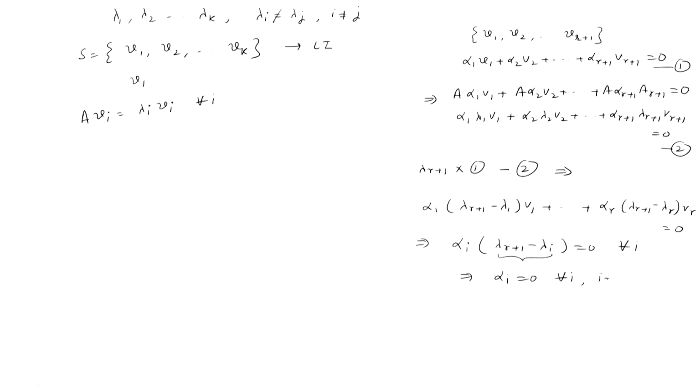For all i means for i from 1 to r. When you substitute alpha from 1 to r here with all 0, you will get alpha r plus 1 V r plus 1 equal to 0, and since V r plus 1 is not equal to 0, it is an eigenvector, this implies alpha r plus 1 equals 0. So we have shown that all alpha i's for i from 1 to r plus 1 are 0, that means this set of vectors is linearly independent.